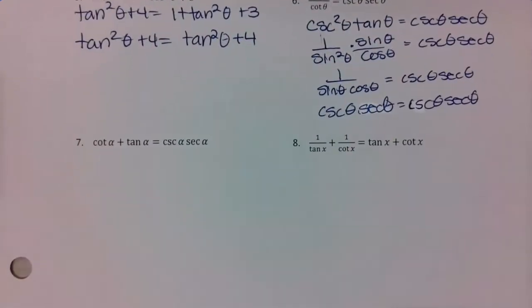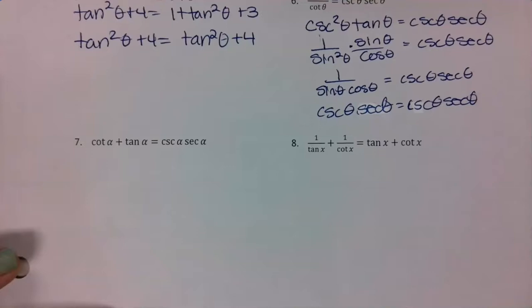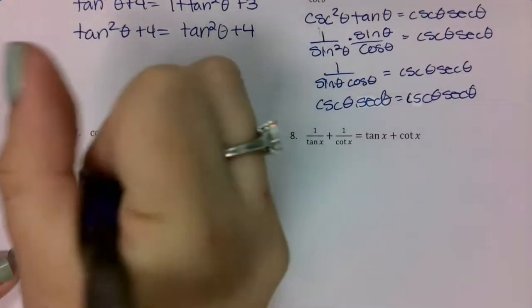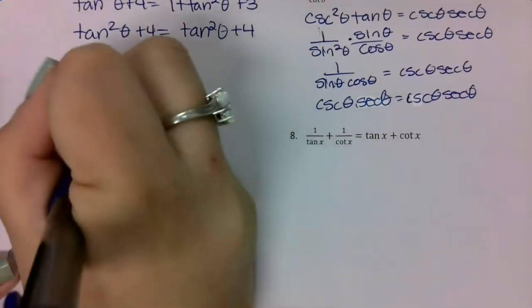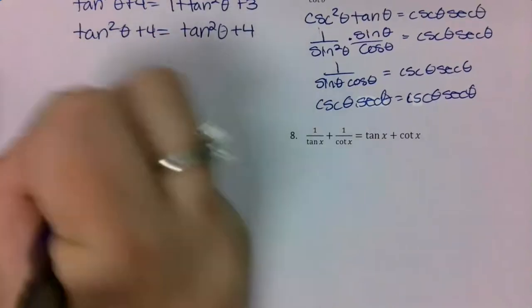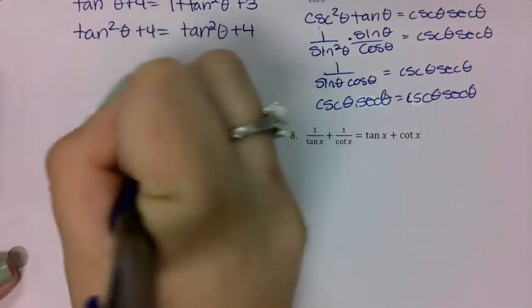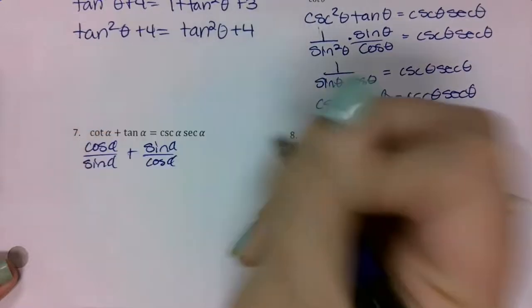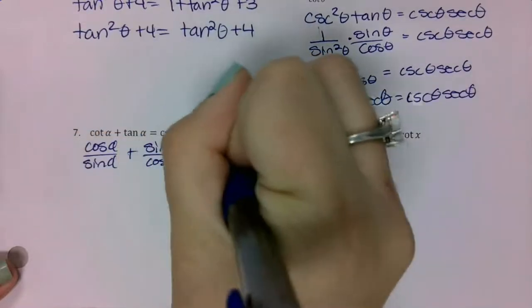Taking a look at number 7, this one has addition on the left and multiplication on the right, so I always want to deal with addition because that's more complicated than multiplication to get rid of. So I'm going to rewrite these. Cotangent is cosine over sine, and then tangent is sine over cosine. And then my right side is staying the same this time again.